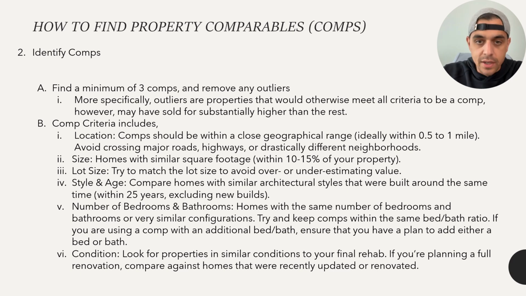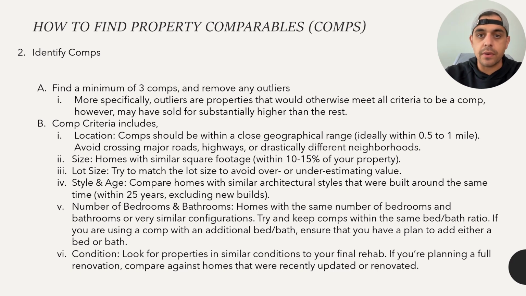Also, the architectural style of the home and the age of the home. You want to compare homes with similar architectural styles that were built around the same time. We like to be within 25 to 30 years of one another. So if the subject property is built in 1950, we want to stay within 1975 to 1980 on the high end. In terms of architectural styles, just to run through a few of the most common ones: ranches, colonials, capes, split level, raised ranches, bungalow, cottage.